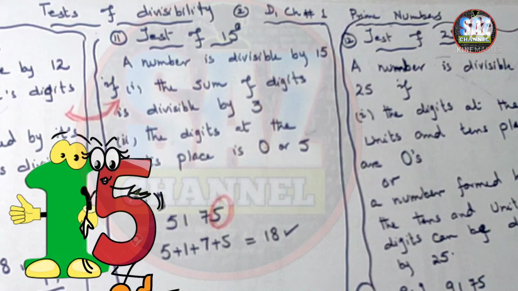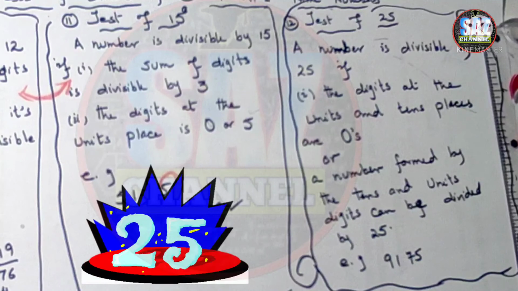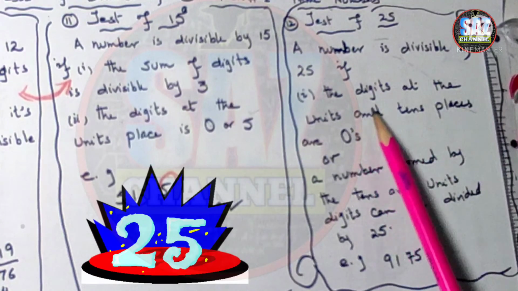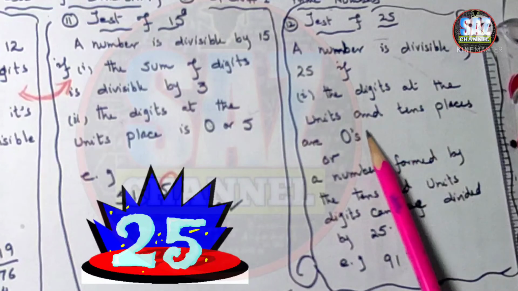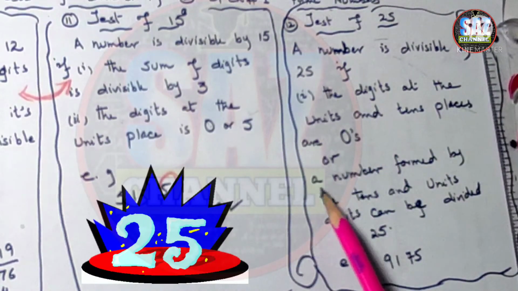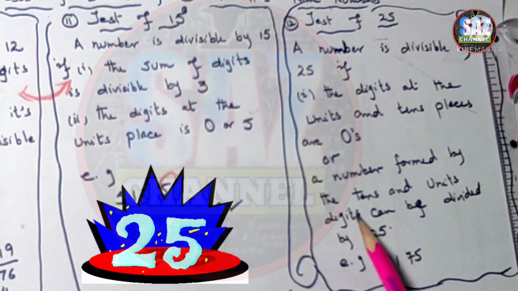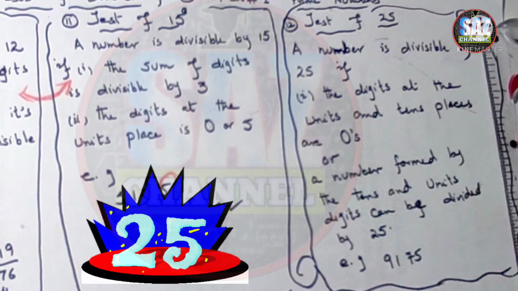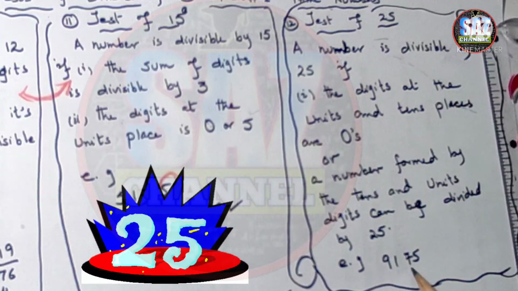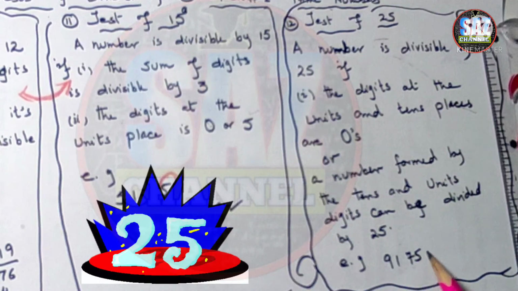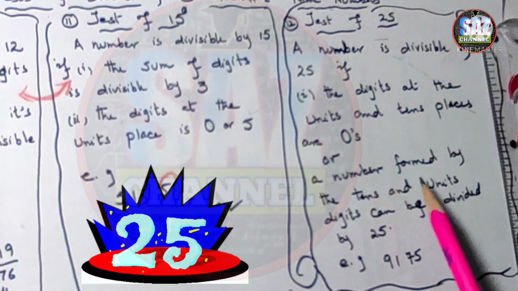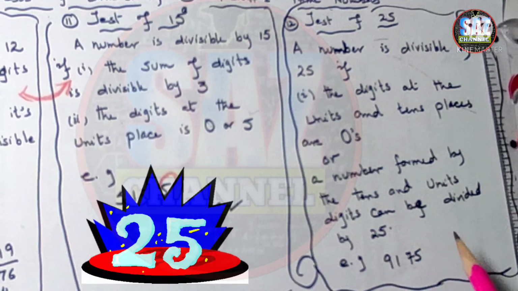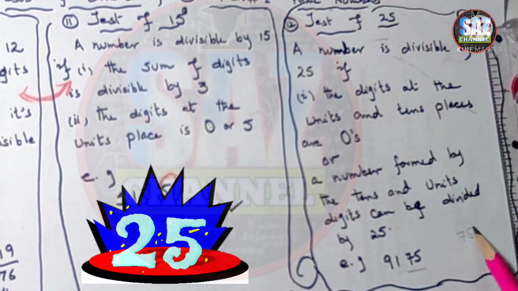Moving to the divisibility test of 25. A number will be divisible by 25 if the digits at the units and tens place are zeros. Okay, or the second is that the number formed by the tens and unit digits can be divided by 25. For example, 9175. Here the digits at the unit place and tens place are not zeros, but the second condition, the number formed by the tens and unit digits, can be easily divided by 25, 75. We can easily divide 75 by 25.